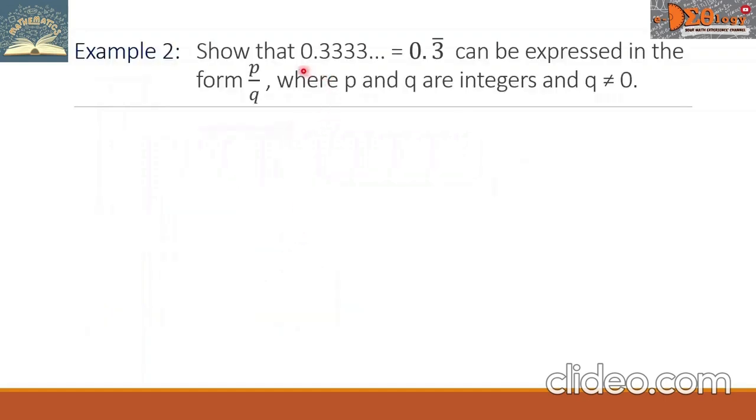Example 2. Show that 0.3333 and so on, equals 0.3 with a bar, can be expressed in the form P over Q, where P and Q are integers and Q not equal to 0. We let x equal 0.3333, 3, 3, and so on.